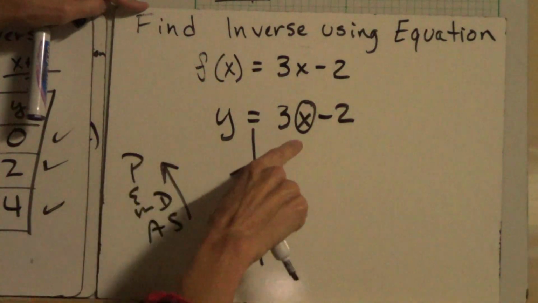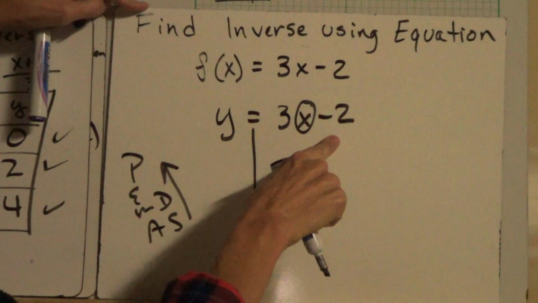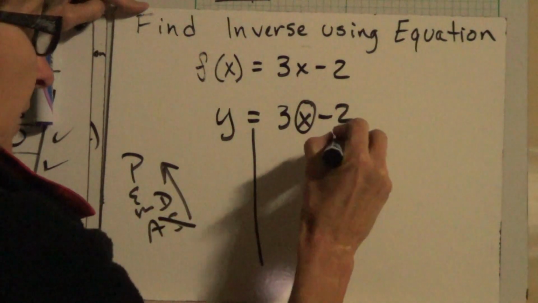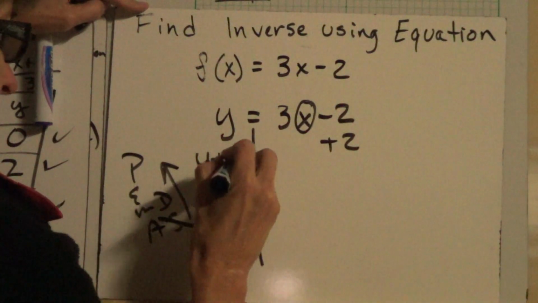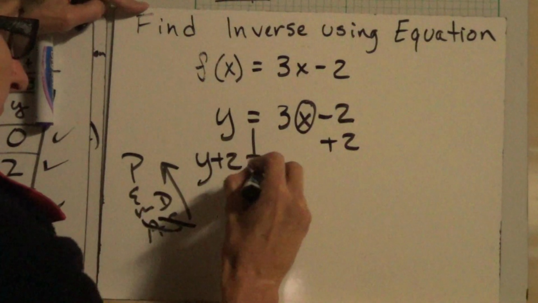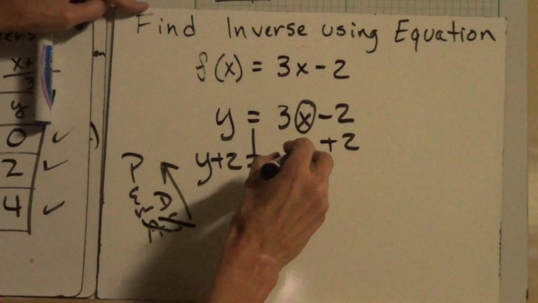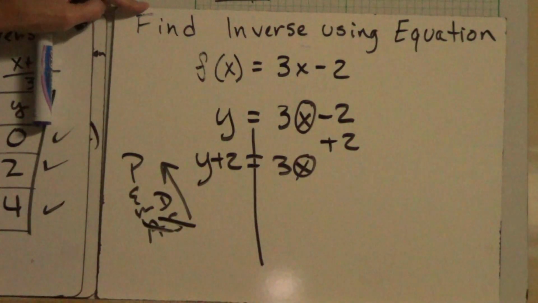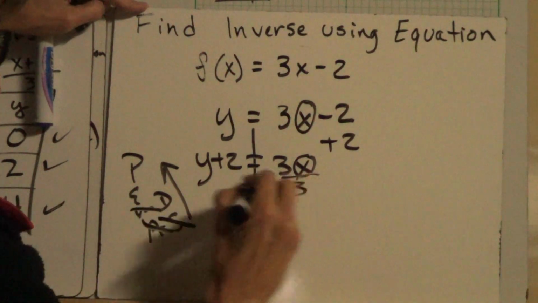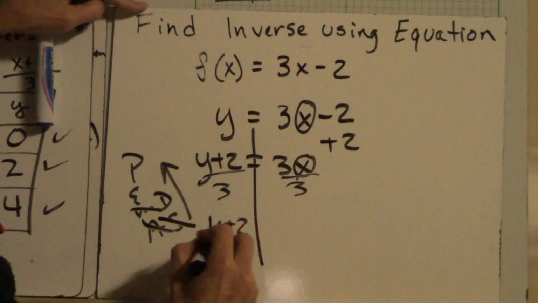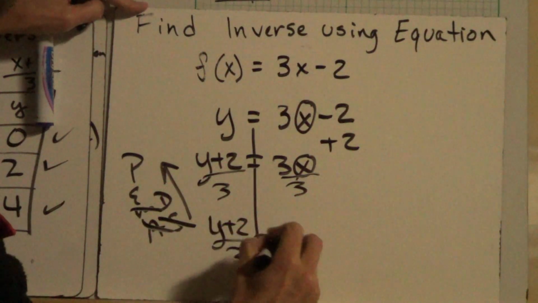First thing we do, what's being added or subtracted over here to the x? It's being subtracted. It's 2, so now we add. Plus 2. Y plus 2 equals 3x. Still going up the PEMDAS, what's being multiplied or divided by the x? It's multiplied, it's 3, so now we divide by 3. Y plus 2 over 3 equals x.